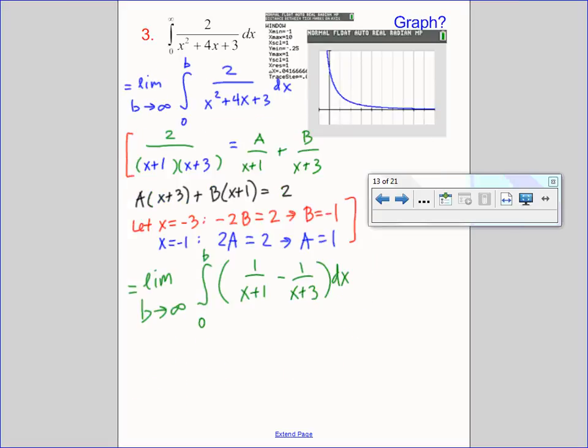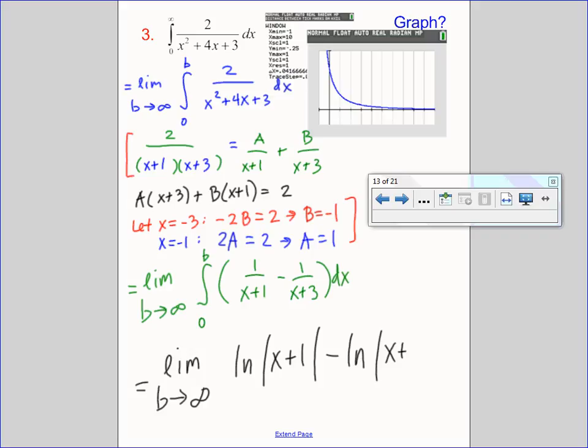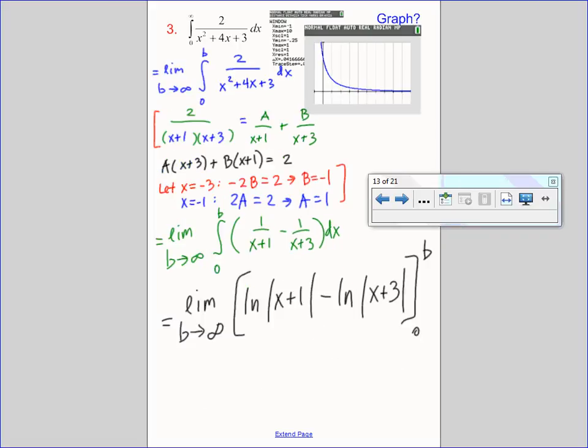Can we find an antiderivative from an integrand function? You bet your boots we can. This is given by the limit as b goes to infinity of natural log of absolute value x + 1 minus natural log of absolute value x + 3 evaluated from 0 to b. Is that right? Okay. Let's do one more, guys, to get it done. I think we're going to need actually two more, but I'm going to go for it all the way through.